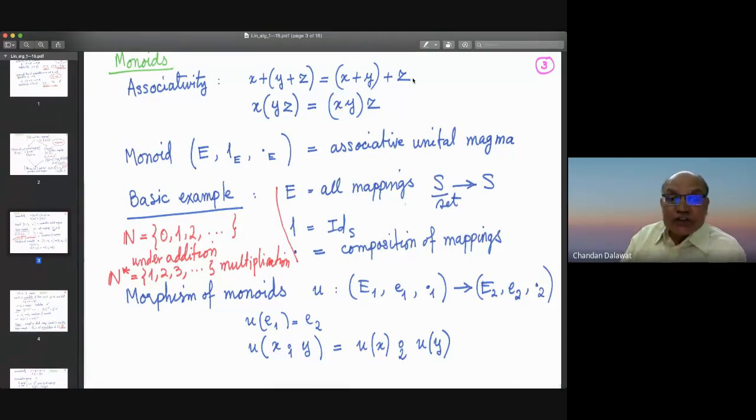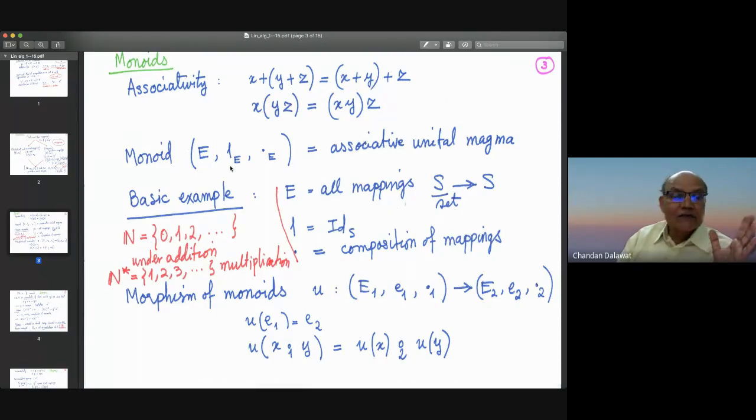Similarly, if the law of composition is written multiplicatively, then this associativity condition will be written as x times the product of y and z is the same as the product of x and y times z. The order of the elements remains the same. It's only the bracketing which is different on the left and on the right. And if you get the same result, no matter where you put the brackets, the law is associative. Okay?